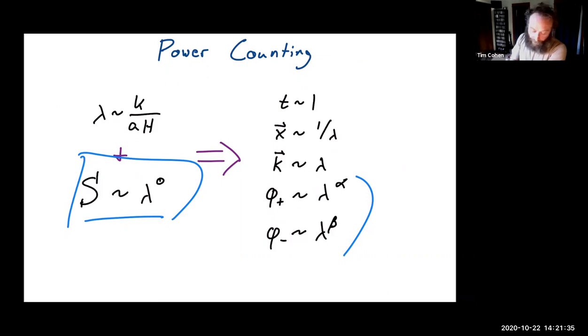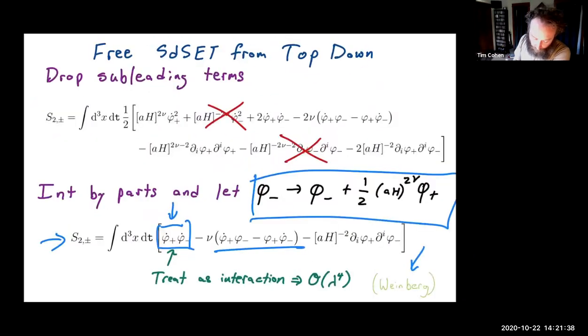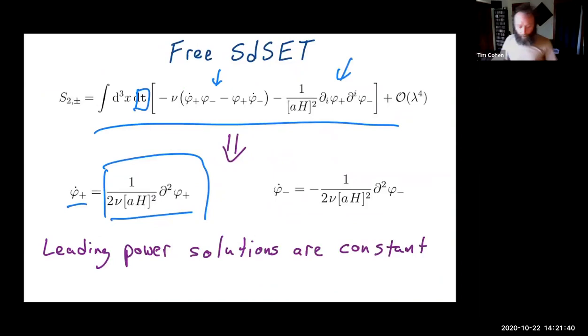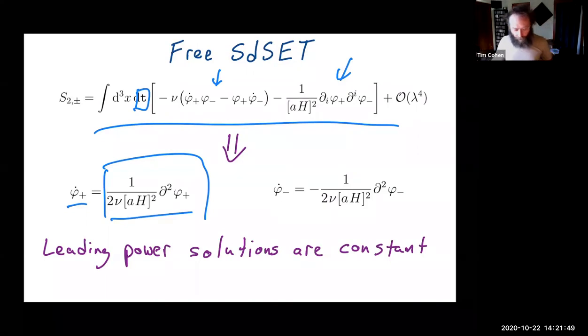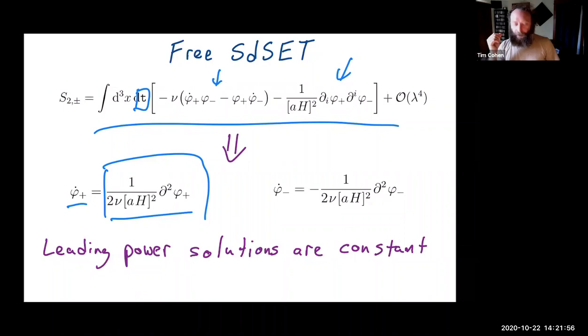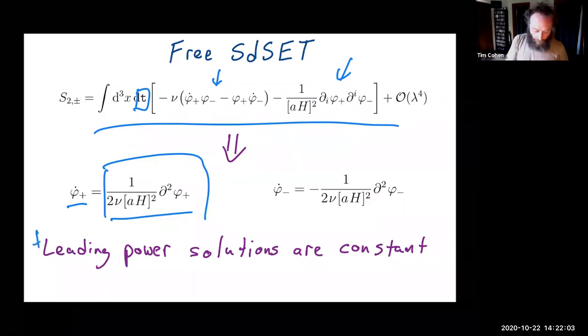Oh, yes. So the fact that time derivatives scale as order 1 is the statement that the leading power solution is the constant. Okay. So this is, if you like, the subleading correction, right? Uh-huh.